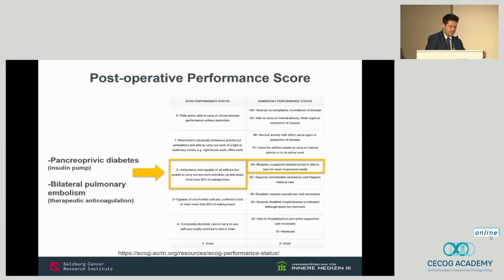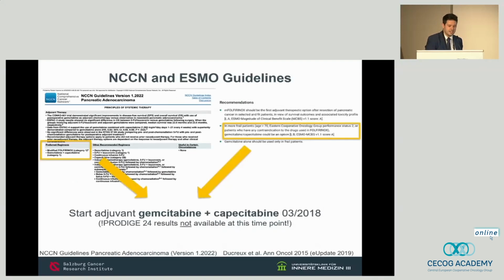Unfortunately, the patient experienced bilateral pulmonary embolism requiring therapeutic anticoagulation. And on the other side, as expected, with total pancreatectomy, the patient developed pancreatogenic diabetes requiring an insulin pump continuously, resulting in an ECOG performance status of 2 and a Karnofsky performance status of 60, when he came to our clinic again to discuss the adjuvant chemotherapy protocol.